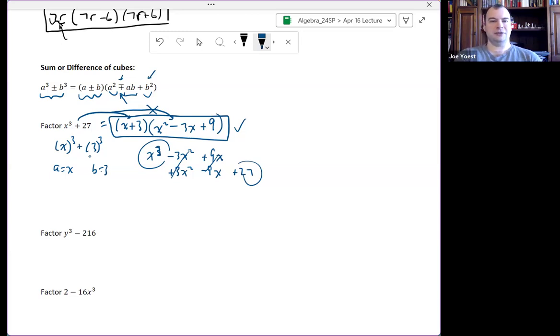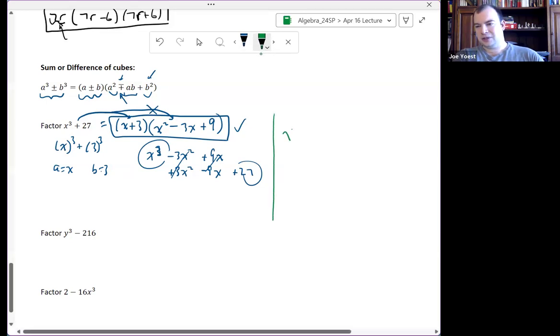This will not factor any further once we get to this quadratic bit, this a squared minus or plus ab plus b squared. Once we get there, it doesn't factor any further, and we know that as just a property of cubics. So if I didn't have the formula right here, how would I approach this?